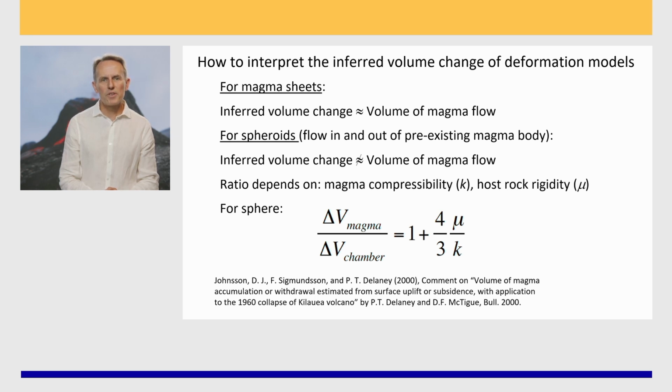For a spherical body, an equation can be derived relating the volume of magma flow into or out of the magma body to the volume change of the magma body itself, as shown in this figure. The ratio will depend on the ratio of compressibility and the host rock rigidity. The easier it is to compress the magma, the higher this ratio. In Iceland, we have found values as high as between 5 and 10.